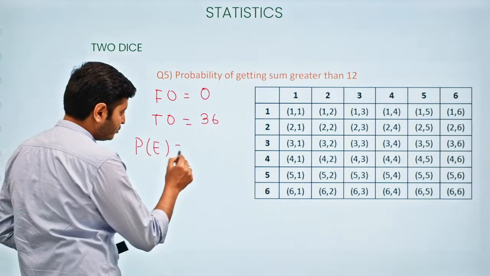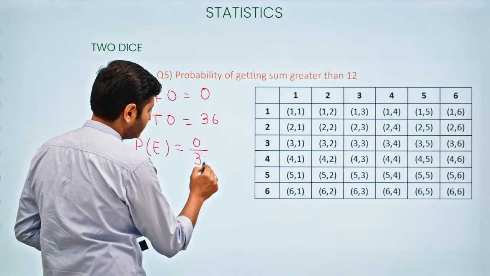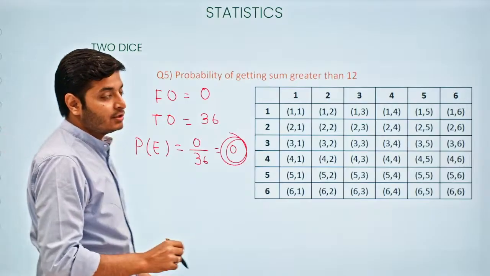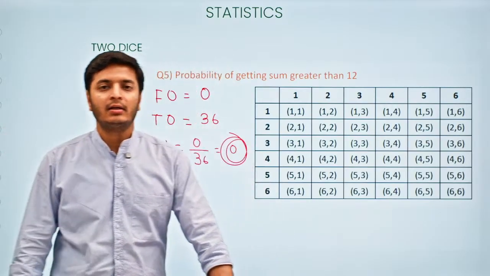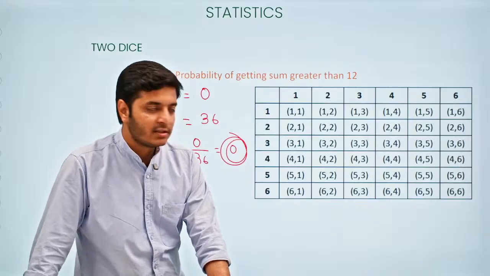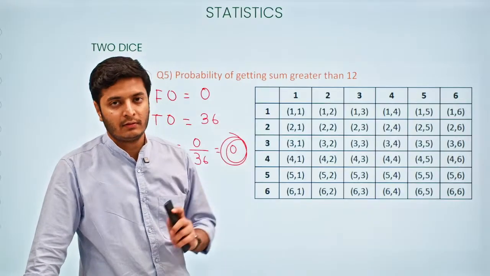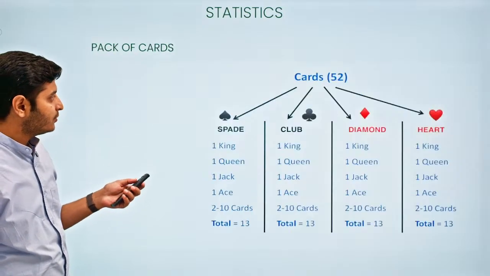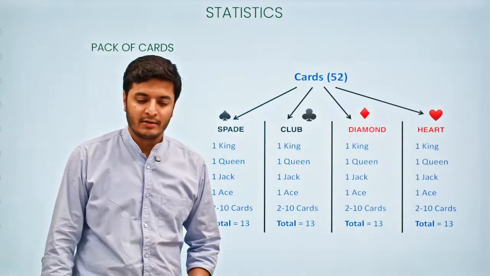The probability of this event to happen is 0 by 36, or 0 only. So there are 0 chances that you are going to get values in such a way that their sum is greater than 12, correct? Now, the next problem is about cards.